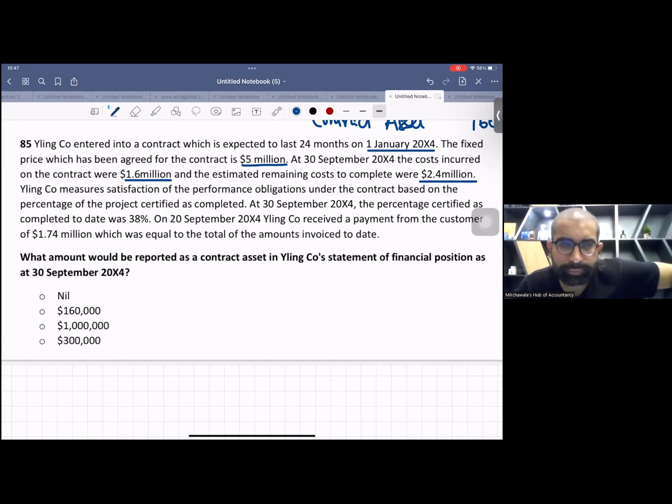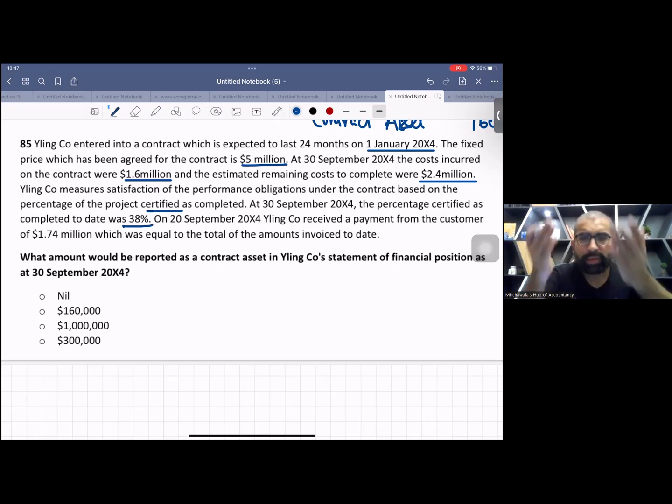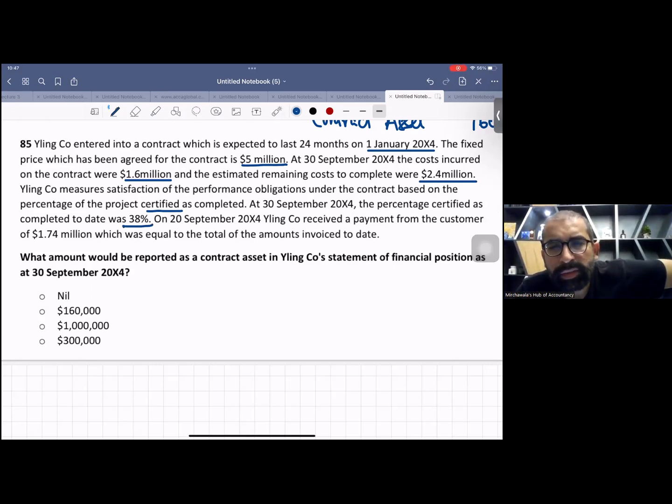Now, Yelling company measures the satisfaction of performance obligation under the contract based on the percentage of the project certified as completed at 30th September X4. The percentage as completed was 38%. Thank God, stage of completion is ready-made.